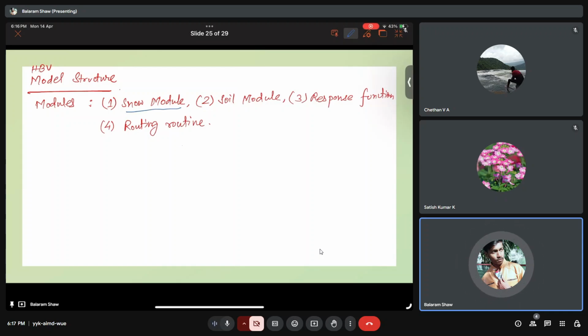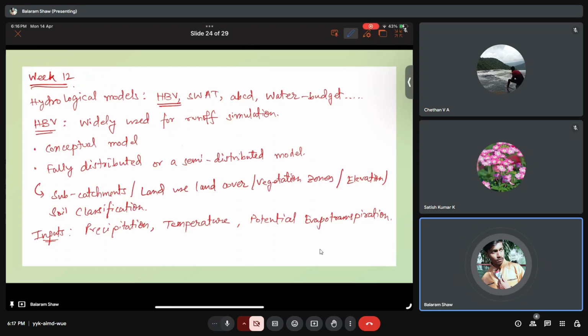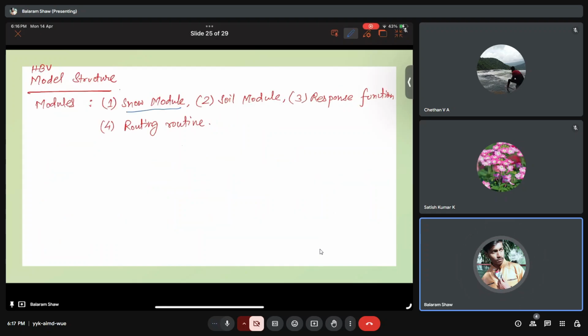In snow module, what we consider? We consider, as we talked, that we need precipitation data, temperature data, and then other land use and characteristics data also in the form of parameters and all. Right. So in this snow module, what we see is snow. So in this snow module, it is basically doing snow melt modeling.